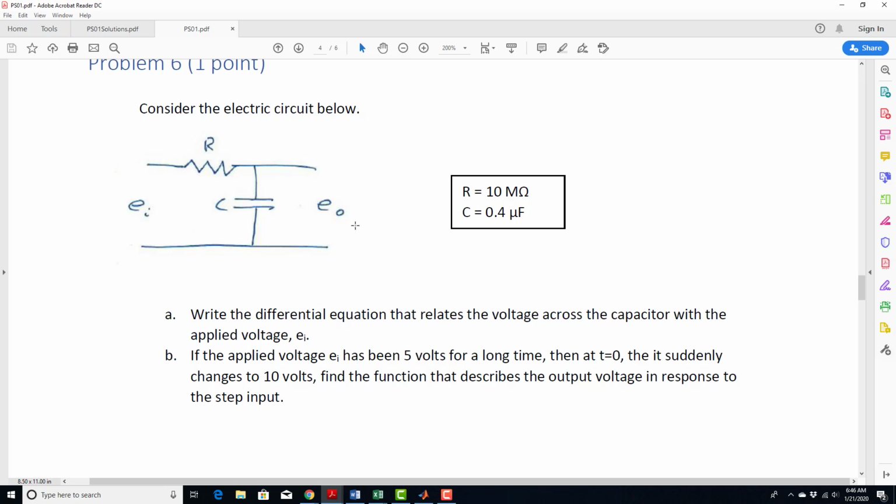for these conditions. So let's say in this case the applied voltage has been 5 volts for a long time, meaning there's no transients, it's reached steady state. That means there's no current, so that means if this voltage is 5 volts, then this voltage is also 5 volts. And at t equals 0, we suddenly change the input to 10 volts. Now we want to find the function that describes that. So the way to interpret that is the initial condition for that capacitor, the voltage across the capacitor, is 5, right?